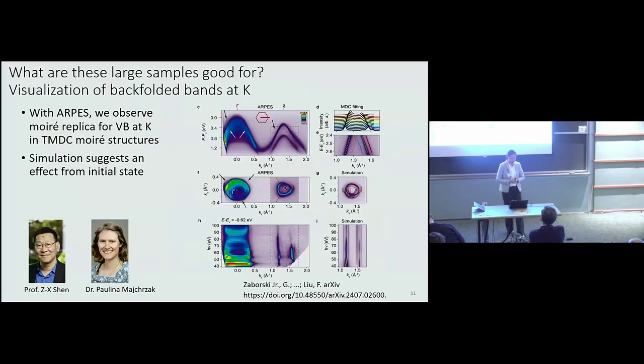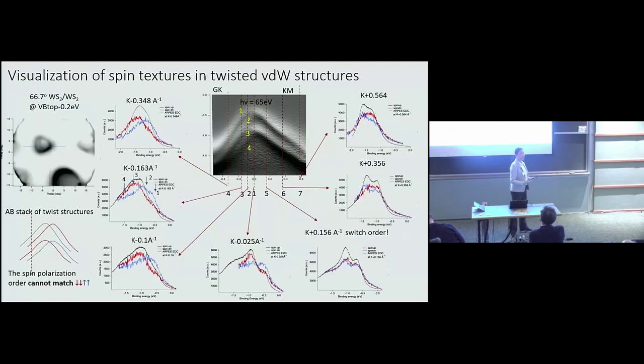This is thanks to Professor Zhi-Xun Shen and his postdoc Paulina, who kindly shared their beam time with us. Another thing that we are trying to do beyond regular ARPES is spin-resolved ARPES. It's a great technique to give you the spin signatures of the bands. But it is also very tricky because the spin filter is very inefficient. You need a significant amount of photoelectrons reaching the detector to have a good signal-to-noise ratio, so it is very hard to do with very small samples.